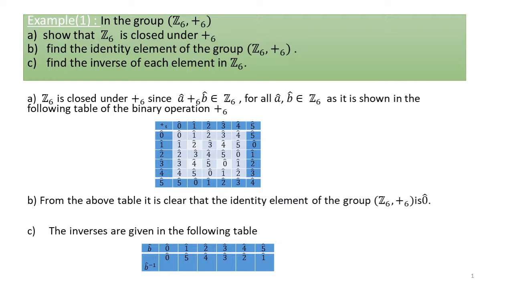B. From the above table, it is clear that the identity element of the group Z6, plus 6, addition modulo 6, is 0. C. The inverses are given in the following table. So b is 0, 1, 2, 3, 4, 5. The inverse of 0 is 0. The inverse of 1 is 5. The inverse of 2 is 4. The inverse of 3 is 3. The inverse of 4 is 2. The inverse of 5 is 1.